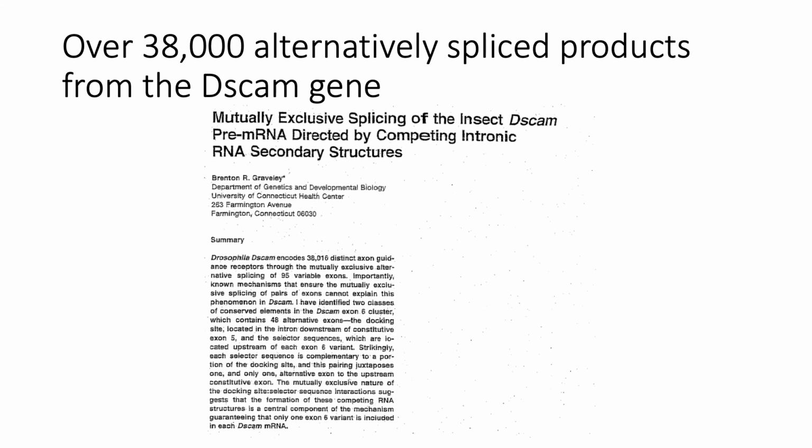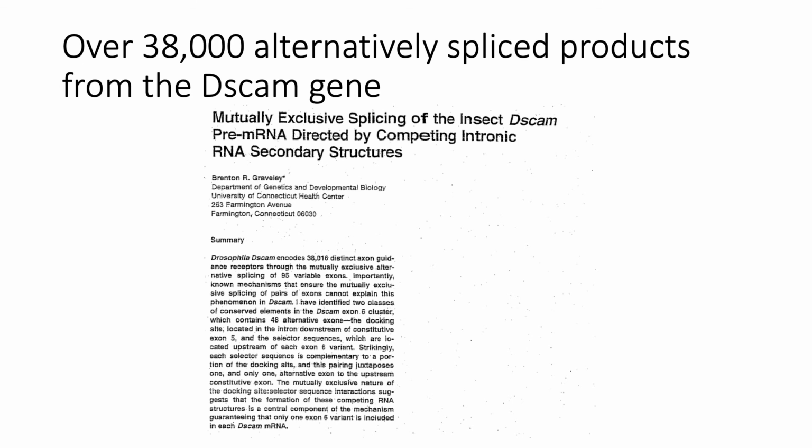38,000 from a single gene. And if you read the little abstract of the summary, there's 95 variable exons. And within those exons, there's even sub-exons. It's mind-blowing. But the fact of the matter is, from a single gene, under different conditions, 38,000 different spliced products and different proteins.